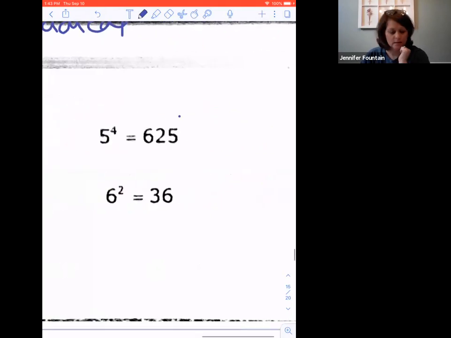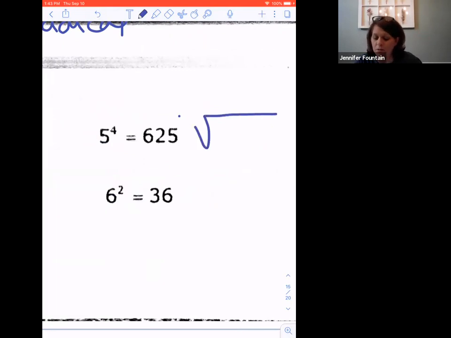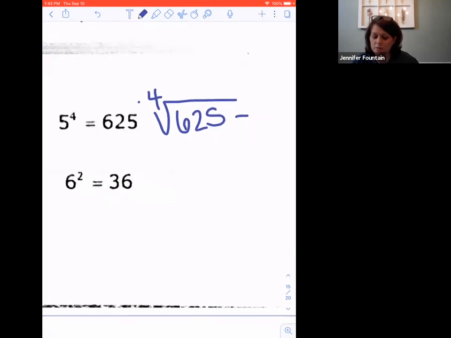And then the last ones. 5 to the 4th power is 625. That means if I multiply 5 by itself 4 times, 5 times 5 times 5 times 5, that equals 625. So under my radical, I have 625. My index is 4, and that equals 5, because 5 to the 4th power equals 625. So the 4th root of 625 is 5.